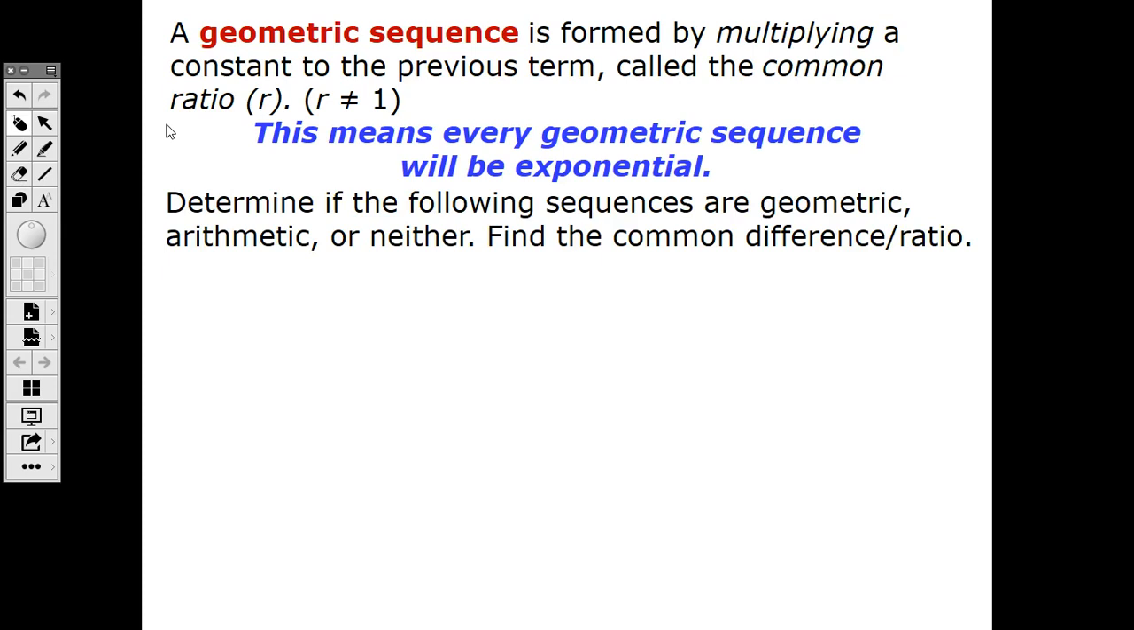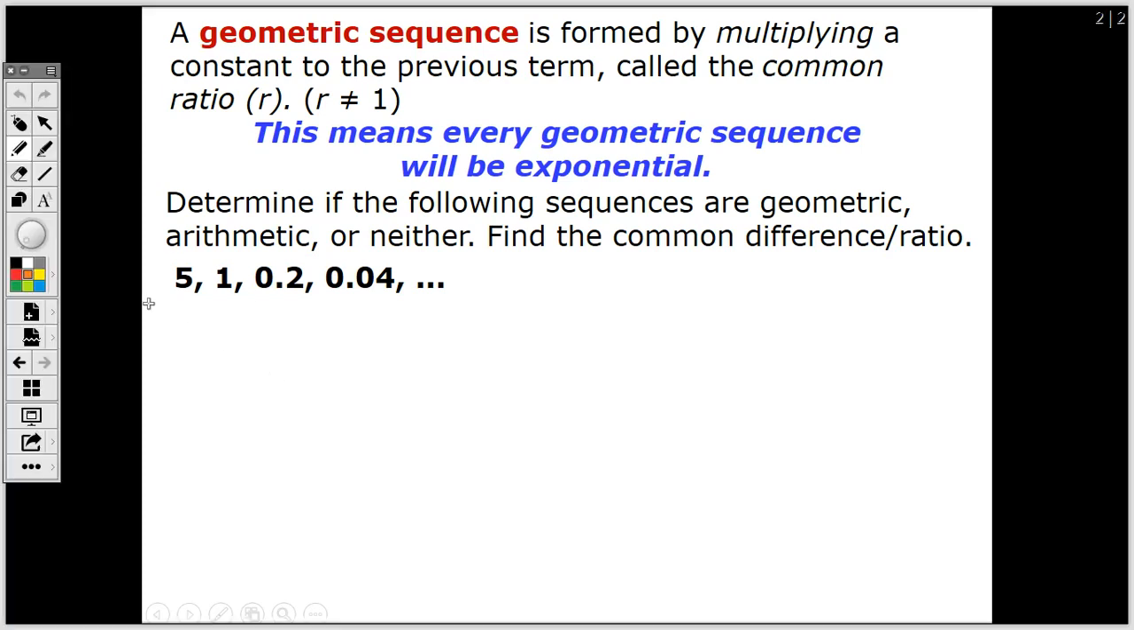We're going to determine if the sequences that we're going to look at are exponential, so they're geometric, arithmetic, which would be linear, or neither. If they are one of the two, arithmetic or geometric, we're going to find the common ratio or common difference. So when we have a list of numbers or a sequence here, we can check to see if it's geometric.